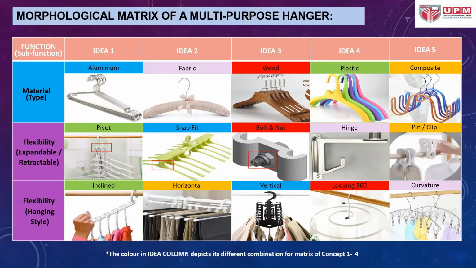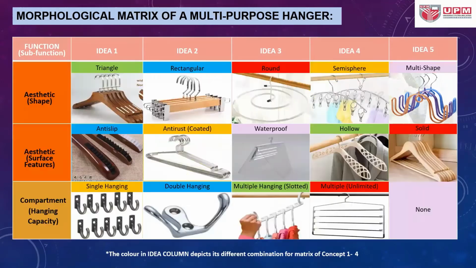For the next subfunction, it is flexibility in terms of hanging style. ID number 1, incline. ID number 2, horizontal. ID number 3, vertical. ID number 4, looping 360. And ID number 5, curvature. Please take note that the color in the idea column depicts the different combination for the matrix of concept number 1 until number 4. So let's go to the next subfunctions of the morphological matrix.